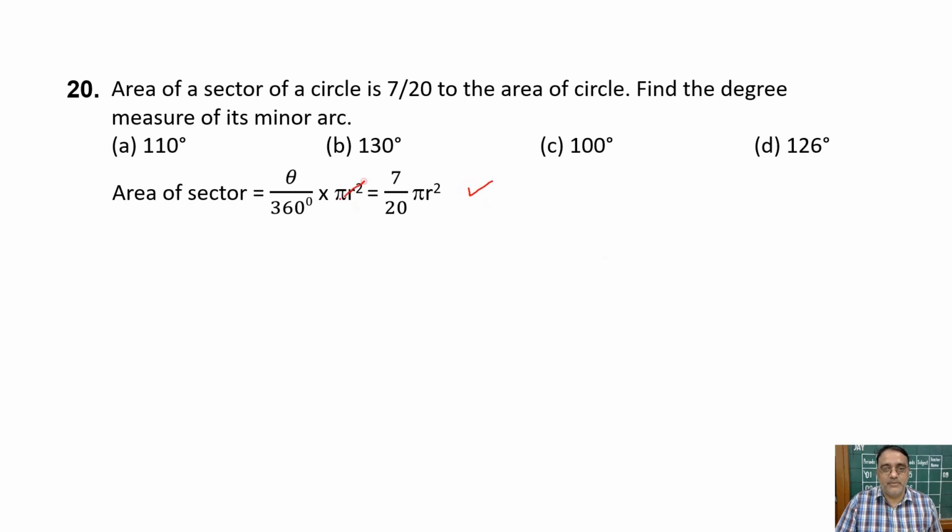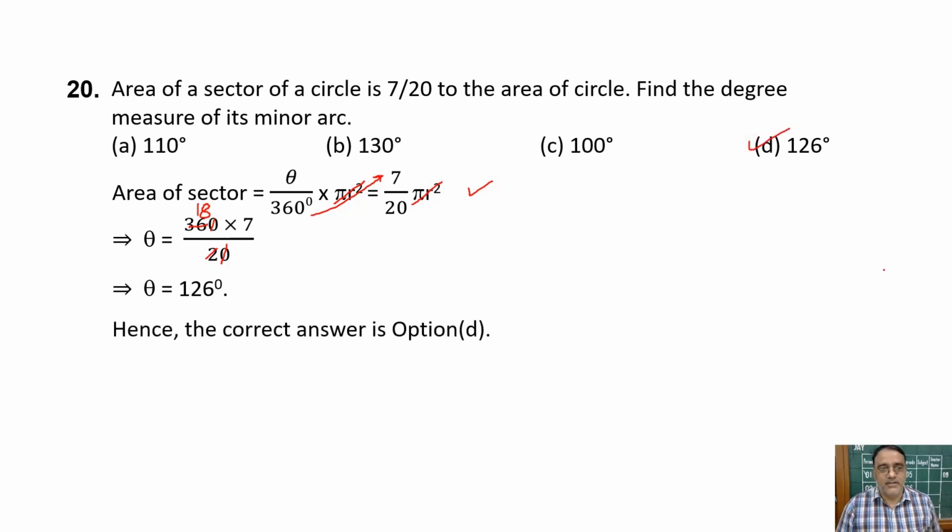Yes, sir. Yes, sir. So pi r square cancel कर लो, 360 यहाँ पे shift करो, so we'll get 360 into 7 upon 20, और ये 20 से हम लोग cancel कर सकते हैं, 18, we are getting 18, so 18 into 7 is nothing but it is 126. So correct option is Option D. Option D, right. So this is the last question of today's session.